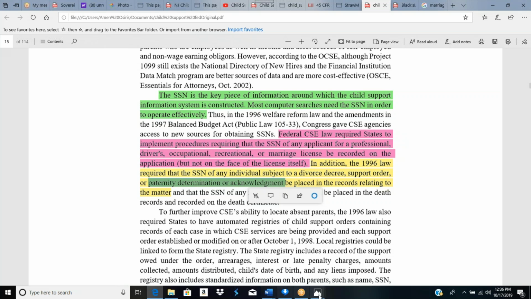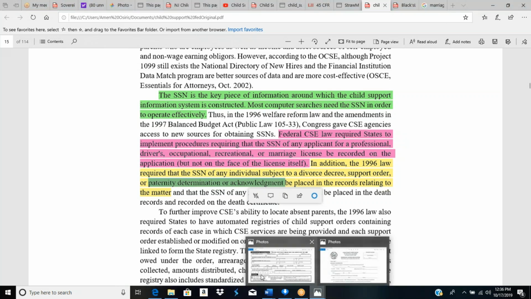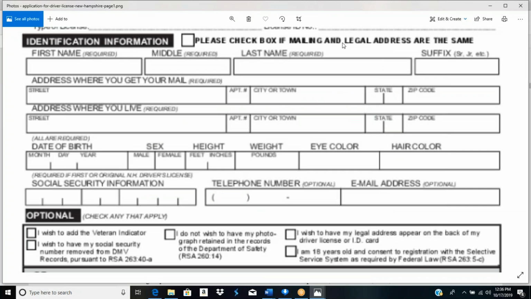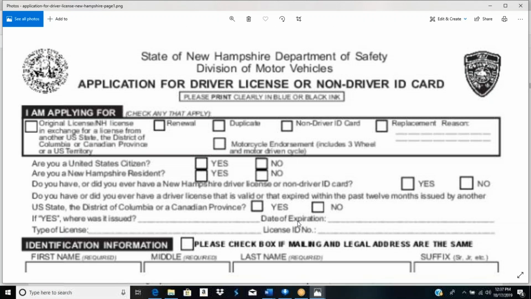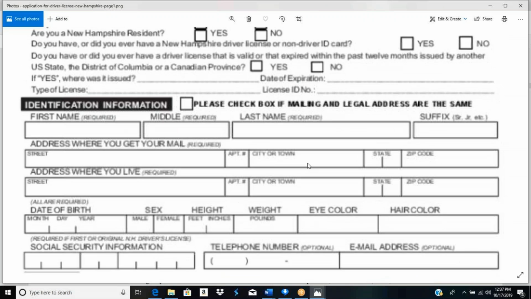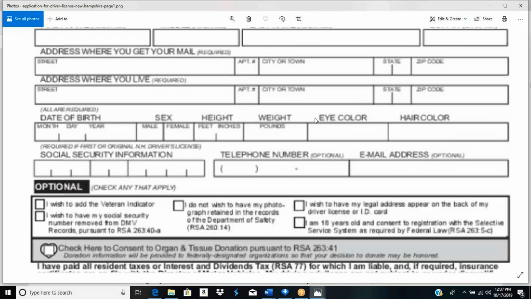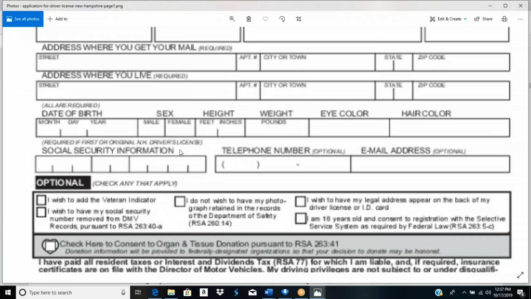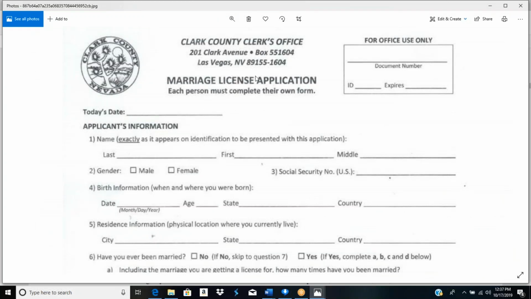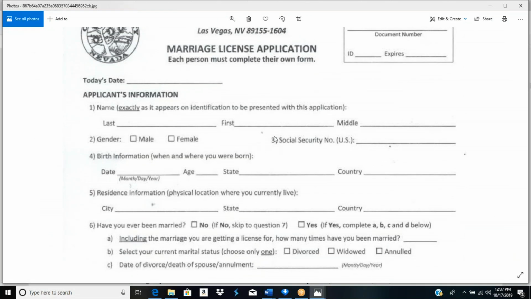Now let's look at some pictures. What is this? This is a state of New Hampshire driver's license application. Look down here, social security information. See it right there? If you don't put that social security information on there, they're going to come back and tell you, we've got a problem here, buddy. Look, here's a marriage license application. Right here, line 3, social security number.